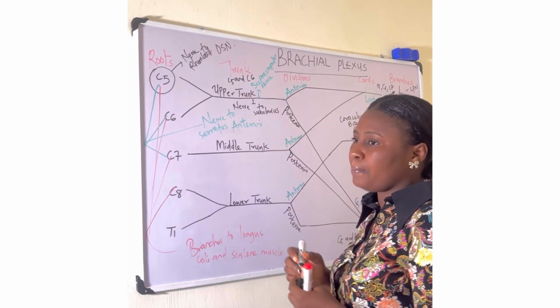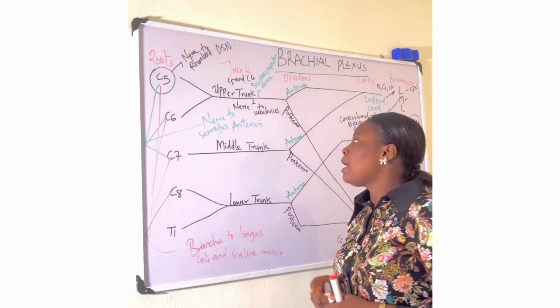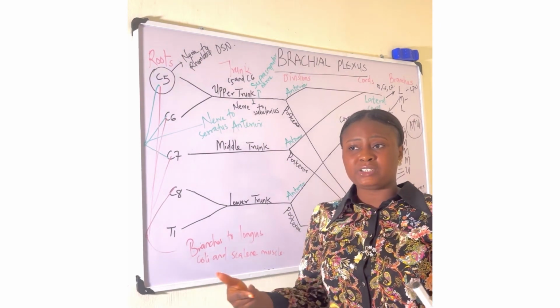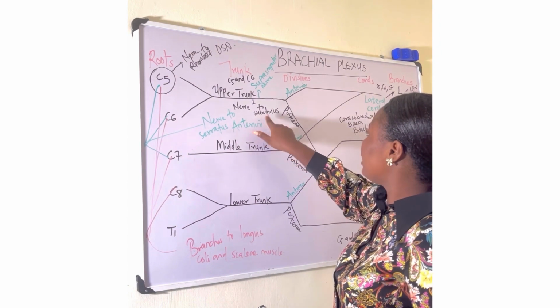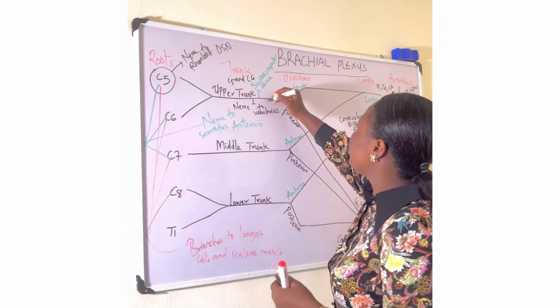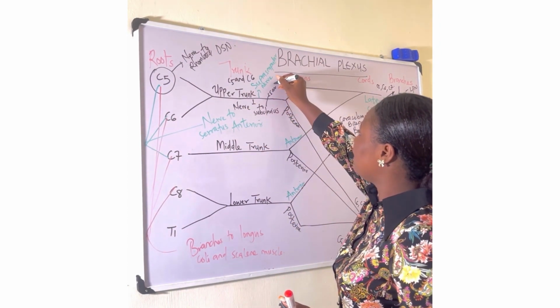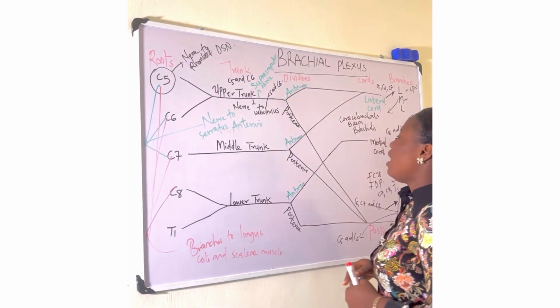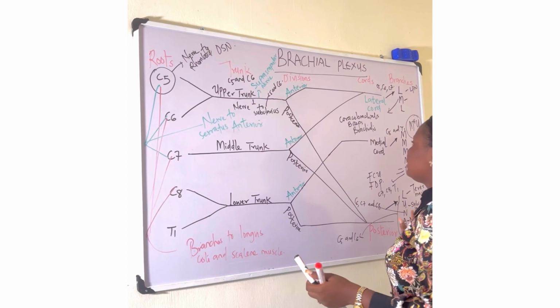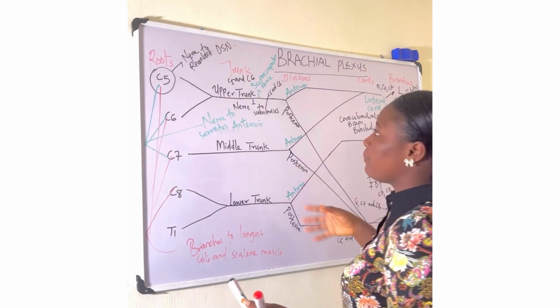So the nerve to subclavius supplies the subclavius muscle that is seen on the inferior aspect of the clavicle. This muscle has its root value from C5 and C6. Okay, so that is for the branches that are coming from the brachial plexus.